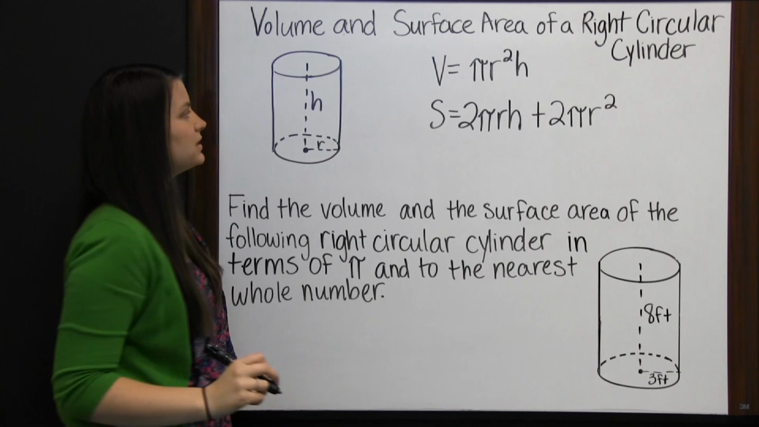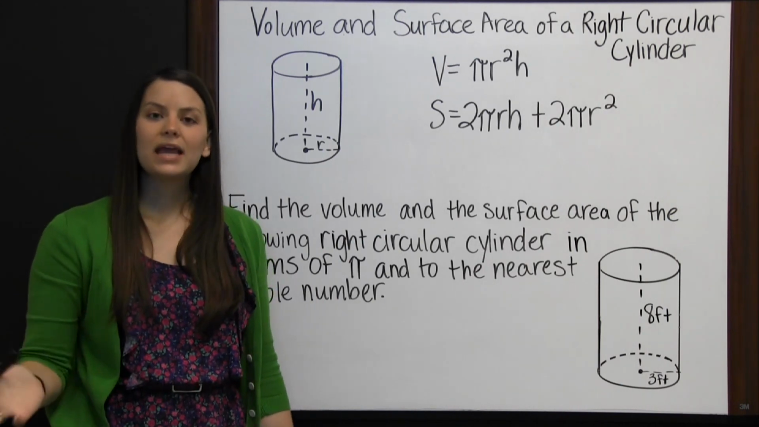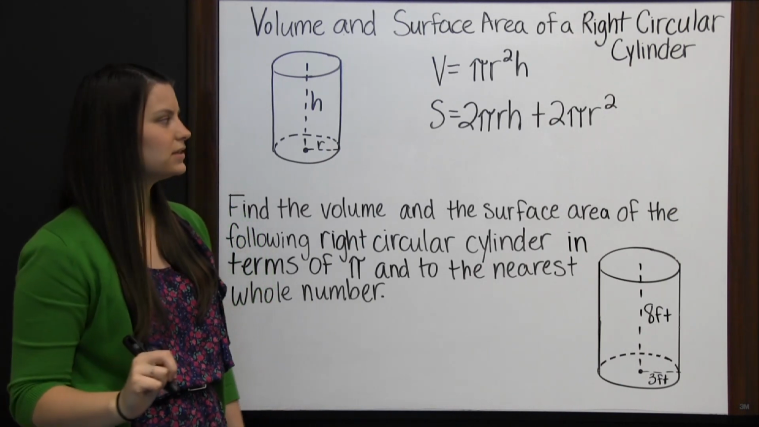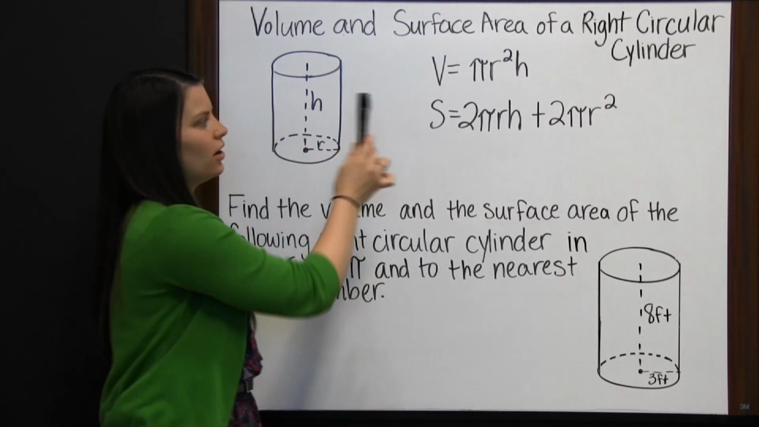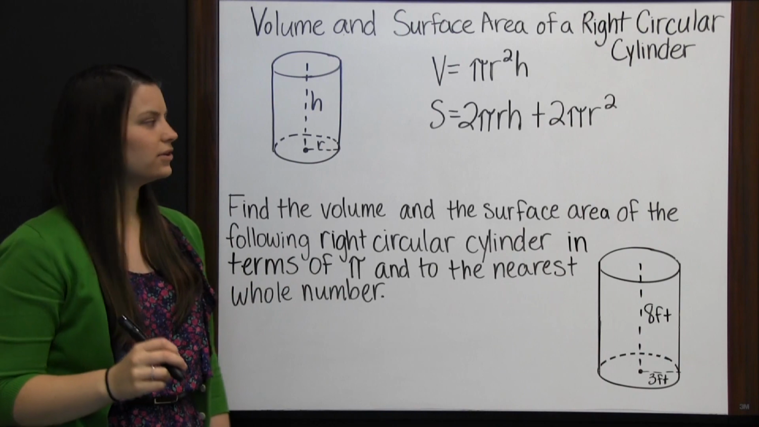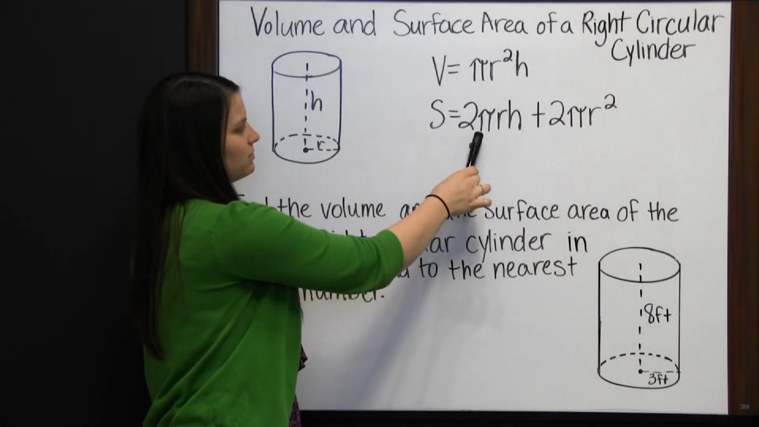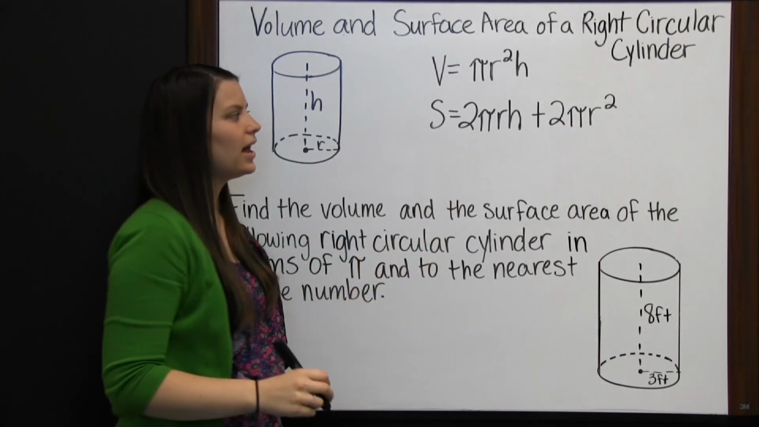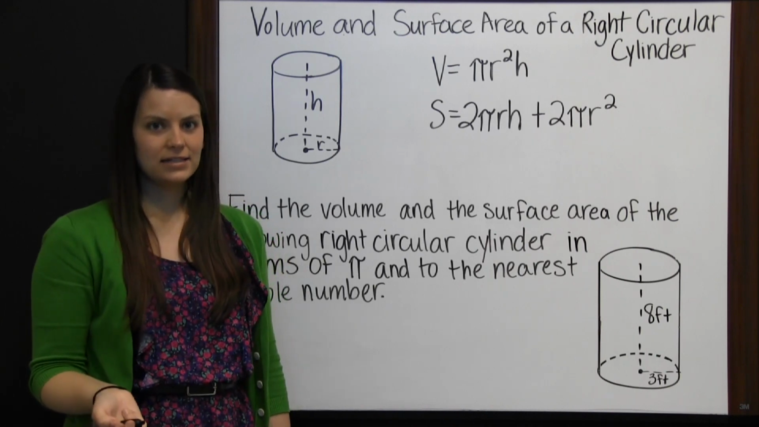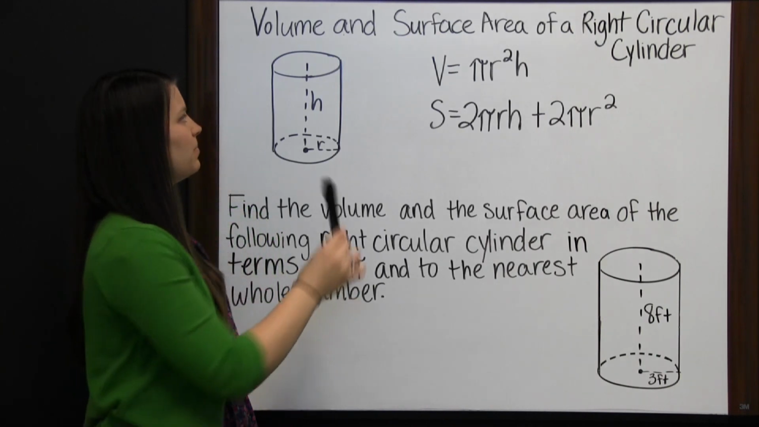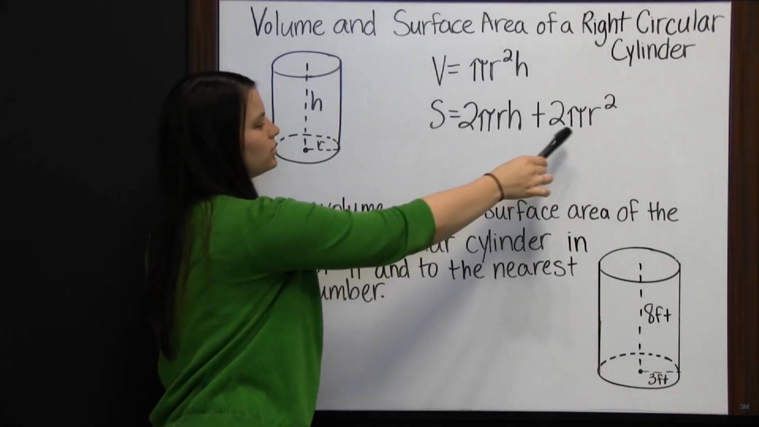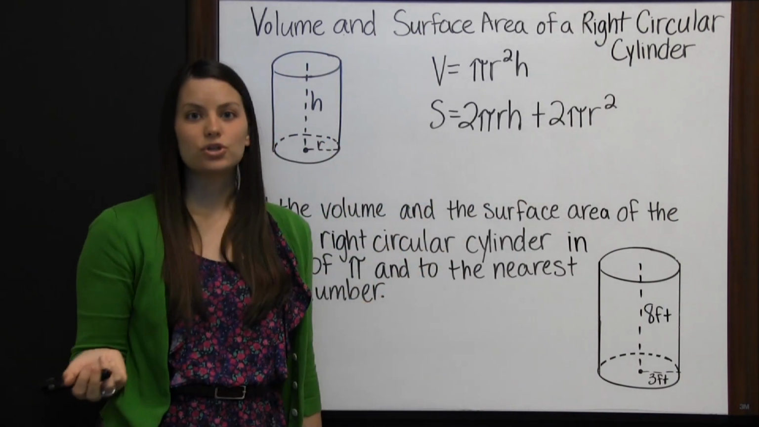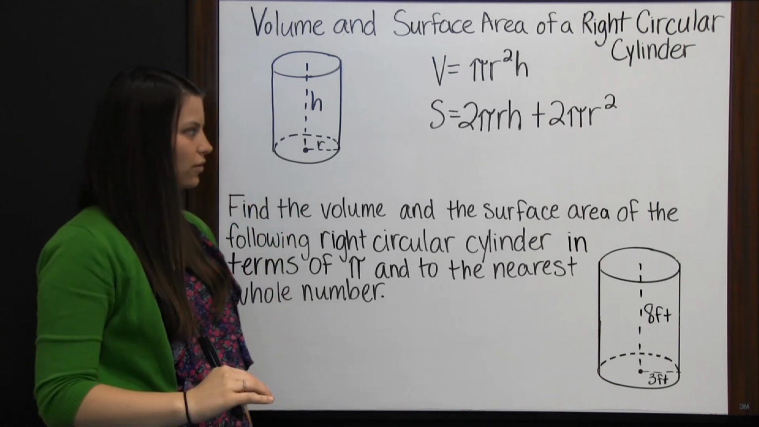To find the surface area of a cylinder, which is the area of the surfaces of the cylinder, find the lateral area, or the area around the side of the cylinder, by multiplying 2 times pi times the radius times the height, and then add the area of the bases, which are circles again, so 2 times pi r squared, because there are 2 bases, 2 circles.